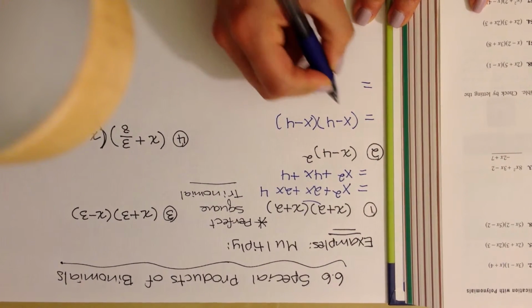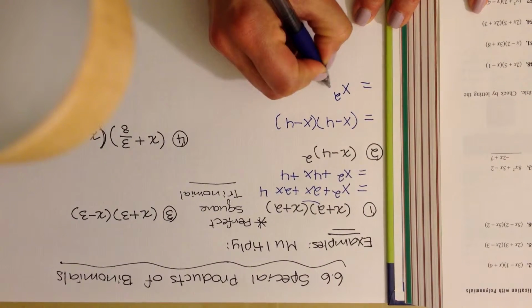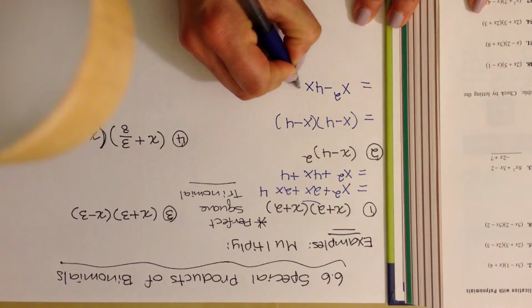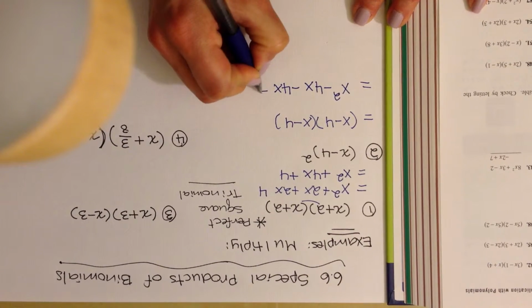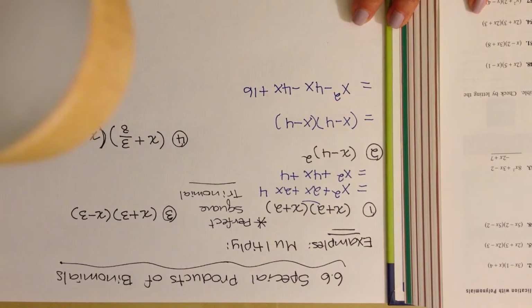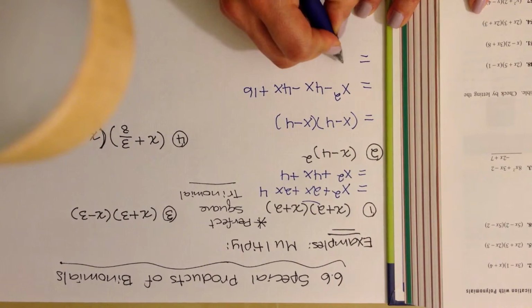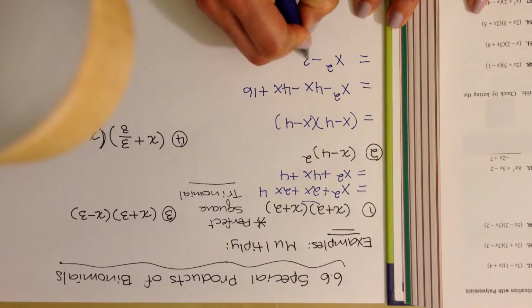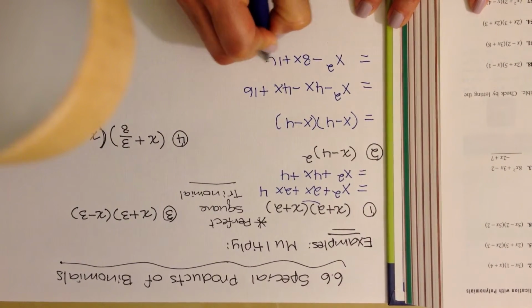Let's multiply. We get x squared minus 4x plus 16. Notice again that the two middle terms, the like terms, are exactly the same. Our final answer is x squared minus 8x plus 16.